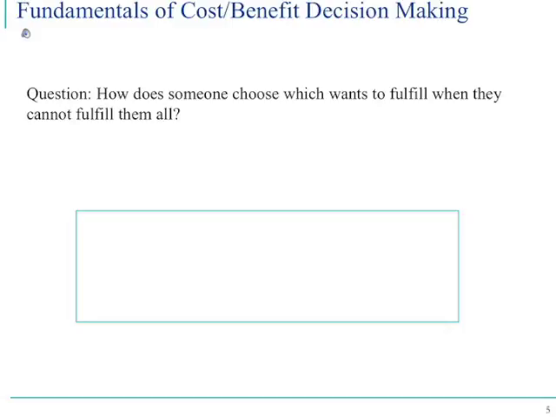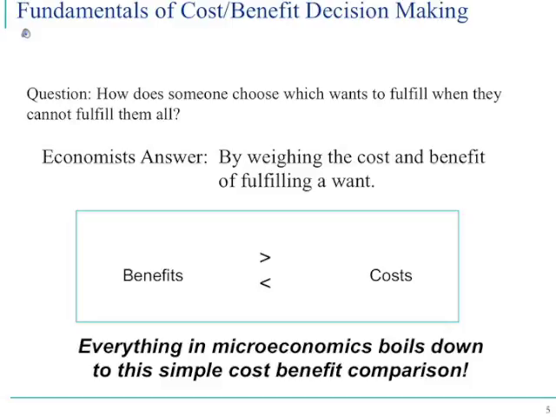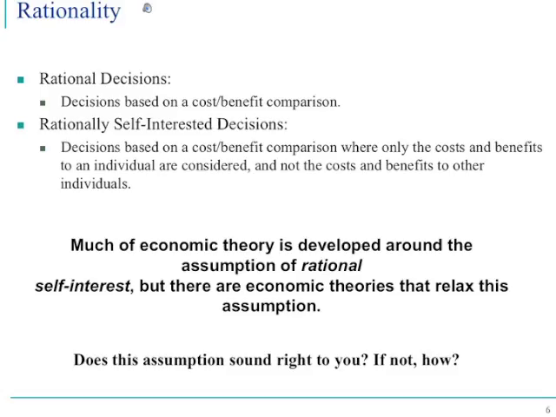Assume that you know exactly what you want and that you can put a price on all of your desires. If you don't make this assumption, you'll have a very, very hard time thinking like an economist. Just pretend that you're a robot. We call those people who can decide based on a cost-benefit comparison rational.